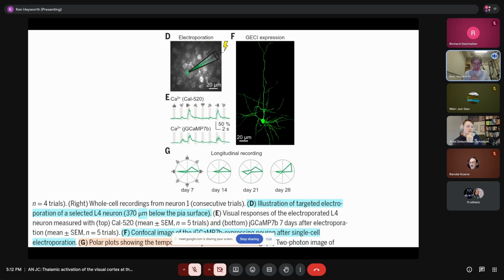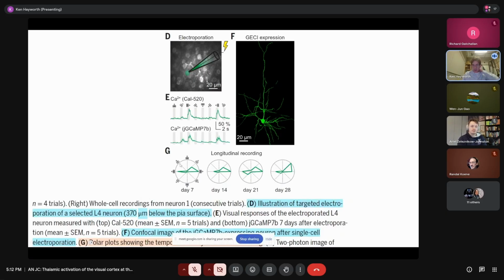Okay, and so in this case, they were using JG-Camp 7B. So this single whole neuron is going to be expressing this very sensitive calcium indicator. And the reason why they did that is because they wanted to look not only at the cellular response, but look at all of the dendritic spines. And I'll show you that in a second.